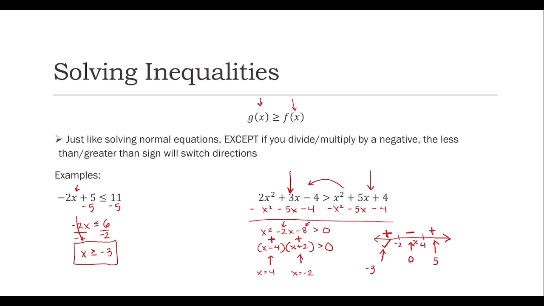So our function will be greater than 0 here and here. So if x is less than negative 2, or if x is greater than 4. So that would be your solution to this inequality.